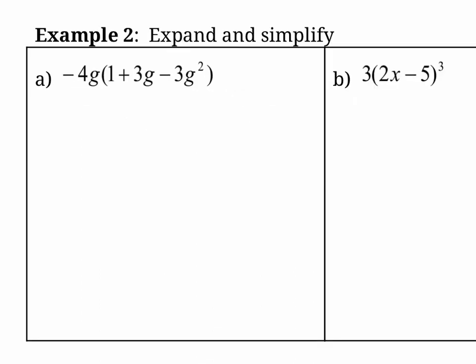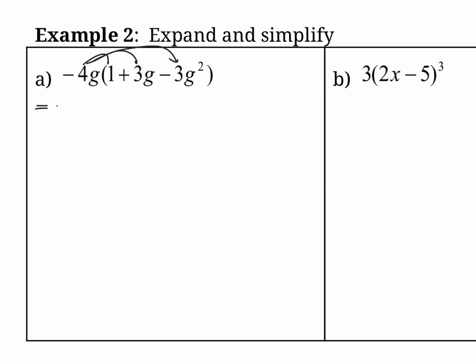Let's keep on going. And remember, if you feel comfortable with algebra, try these on your own, pause the video, just check the end of the video and make sure that you get the same answer. So here we just have a simple monomial multiplying against a trinomial. So we got to make sure we multiply that negative 4g by everything in the brackets.